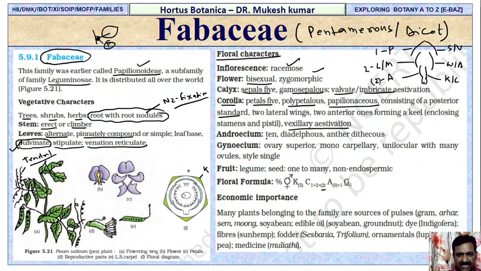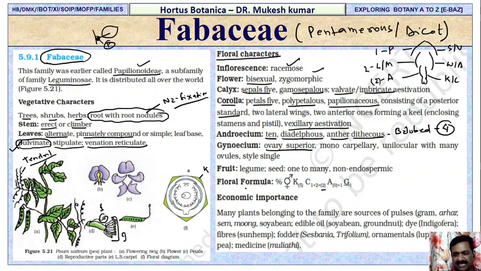Now the androecium, total number is 10. This is 9 plus 1, so it is diadelphous. You should say, this is 1 larger bundle of 9, and here a single one, 1, is there. So they are diadelphous. Now anthers are dithecous, which means they are bilobed. If they are bilobed, how many sporangia will be there? Total 4 sporangia, so they are called tetrasporangiate.